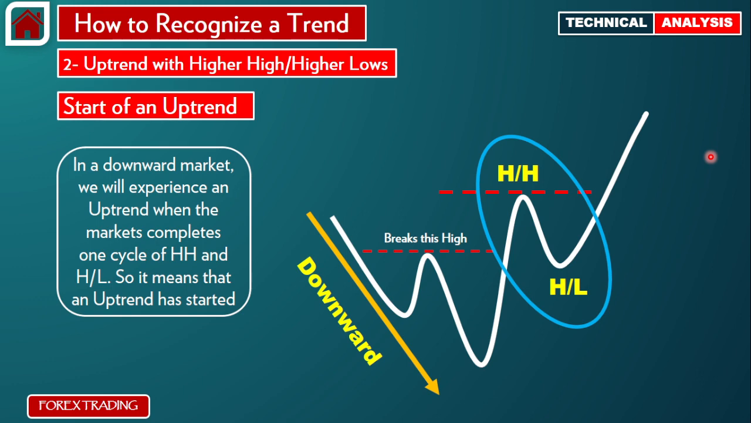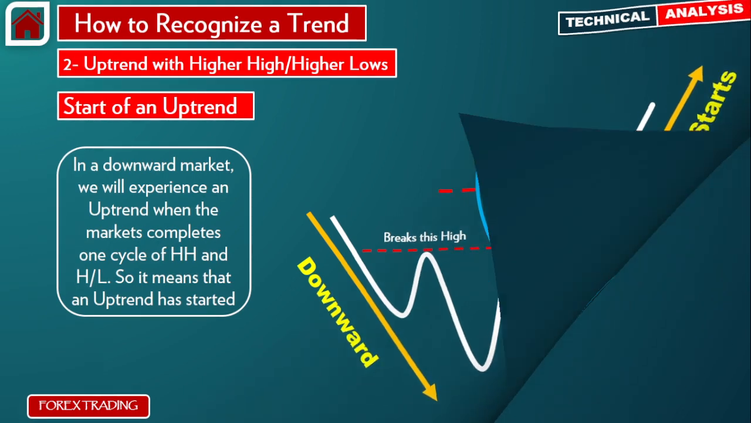So this is where, in a downward market, the price reverses and makes one cycle of higher high and higher low, and then it keeps moving in an upward direction. This is where we say that the uptrend has started from a downward market.